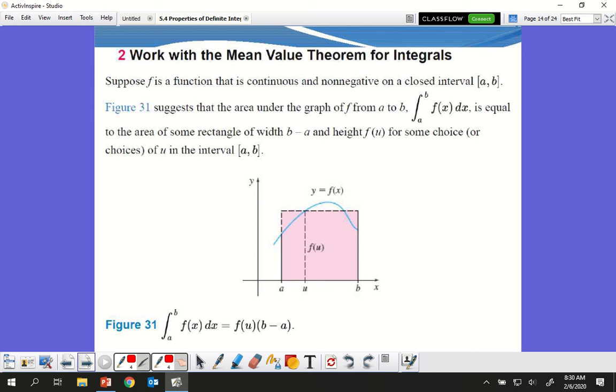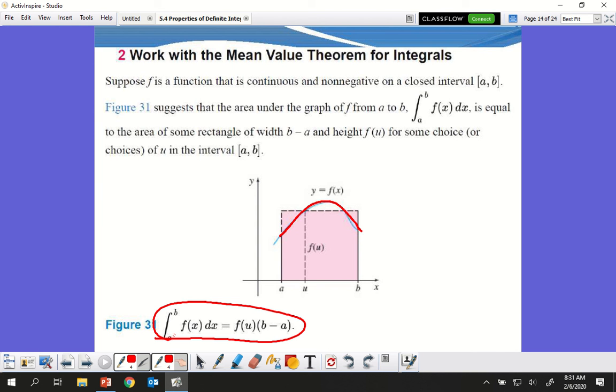So, if you notice, I have a little bit above my function, and I have a little bit below my function. So these parts are above, this part is below, but it should be equal to it at some point over that same interval. Somewhere it's going to be equal. So we're going to get f of u times b minus a.